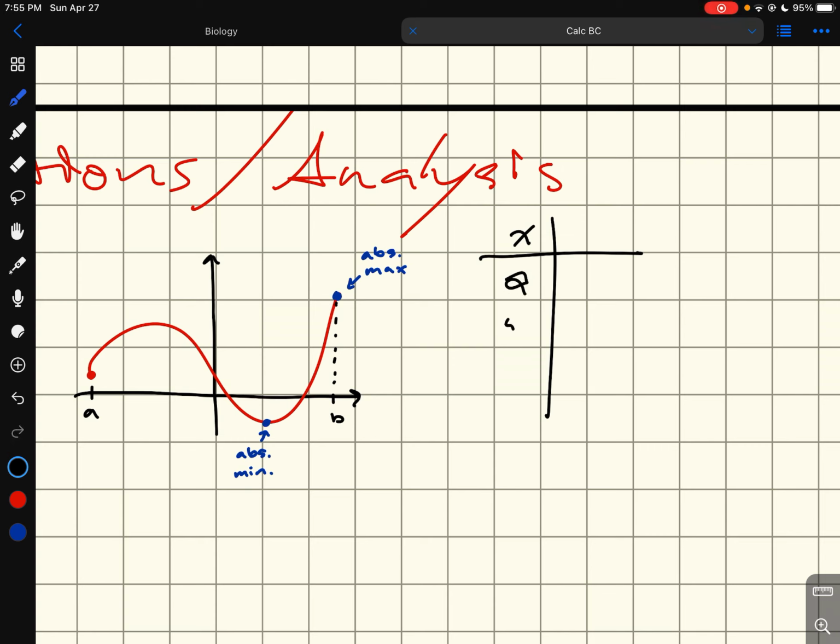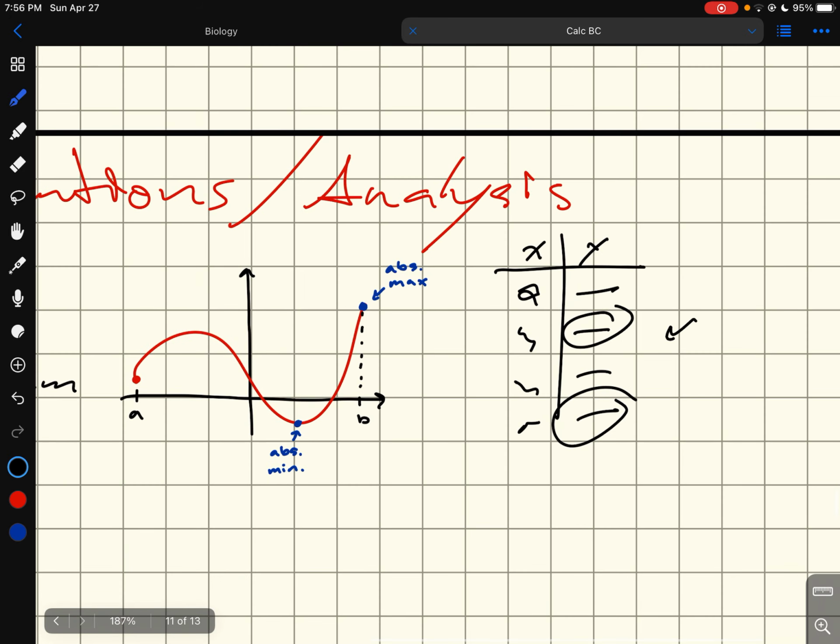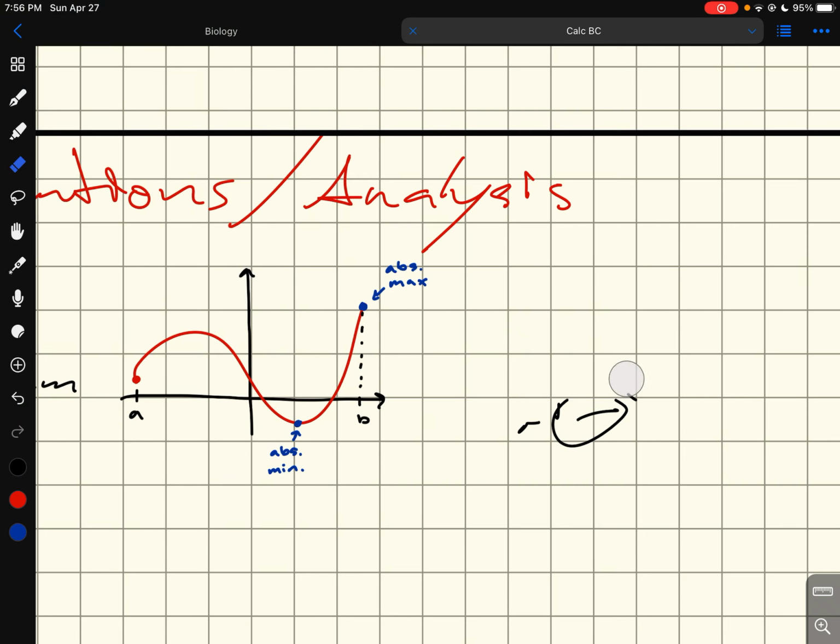And you plug them into the function to see what y values they get. Whichever one has the smallest y value, that's your absolute minimum. Let's say it's that one. And whichever one has the highest y value, that's your absolute maximum. So that's basically the candidates test. It's just for finding absolute minimums and maximums. Okay, let's get rid of this.